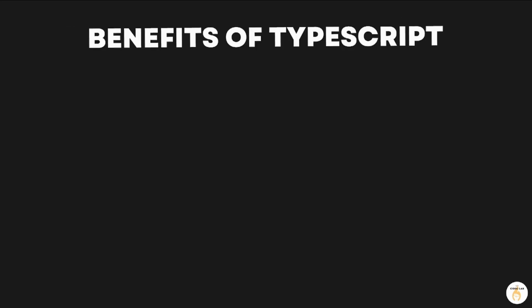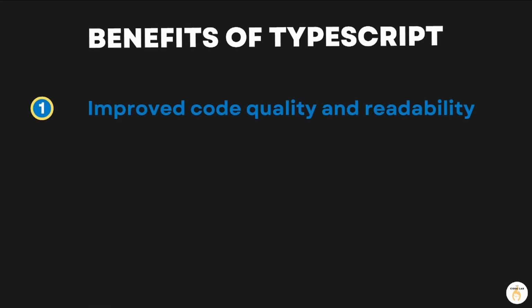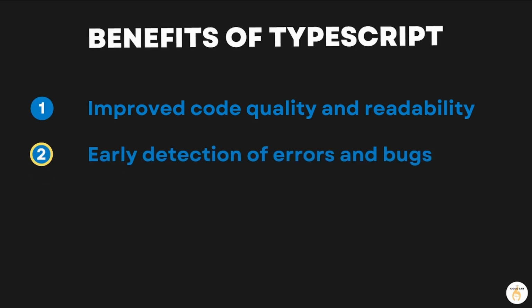Now let us understand the different benefits of TypeScript. The first point is improved code quality and readability. The points that we have mentioned in the previous slides sum up to this first point. Second is early detection of errors and bugs. Like I told you in the previous example of defining a variable in JavaScript and TypeScript, whenever there is any error in TypeScript, it will mostly be visible to your eyes on the IDE itself. That will make error handling and error detection even better.